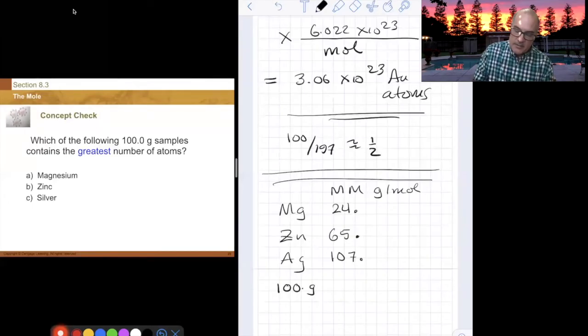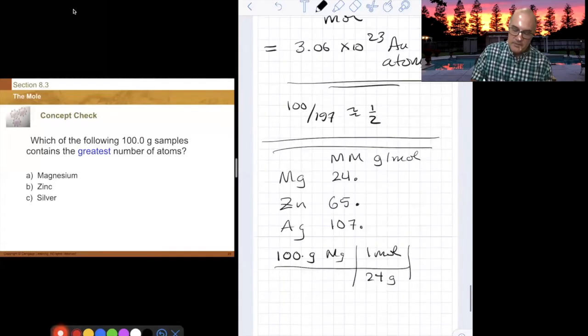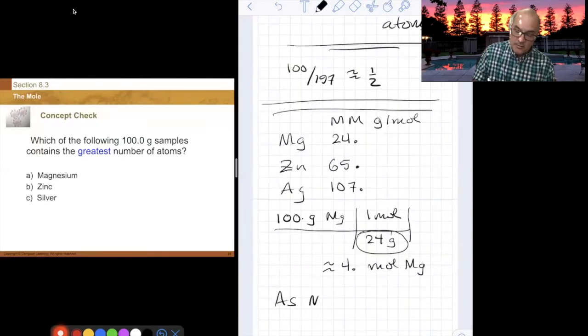100 grams of magnesium, right? How do we figure out the number of moles? 1 mole of magnesium is 24 grams of magnesium. This turns out to be about 4. But if we look at our sample calculation, we can see that we're effectively dividing by the molar mass. So what we should be able to see is as molar mass goes up, number of moles goes down, right?